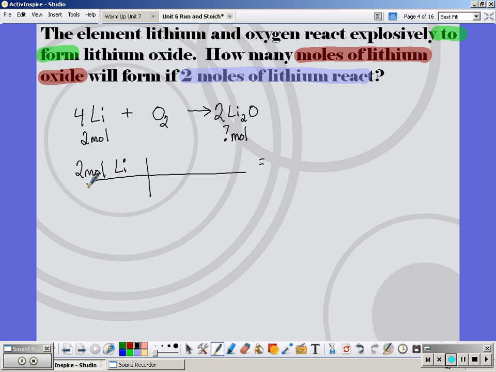Now the first step is to convert to moles, but I'm already in moles. So the second step is to convert to our unknown. So I put moles of lithium, our given, on the bottom, moles of our unknown, lithium oxide, on the top. This is my mole ratio. So I use the coefficients, 2 and 4. And then I simply multiply the top, 2 times 2, divided by the bottom, divided by 4, and that gives me 1 mole of lithium oxide.